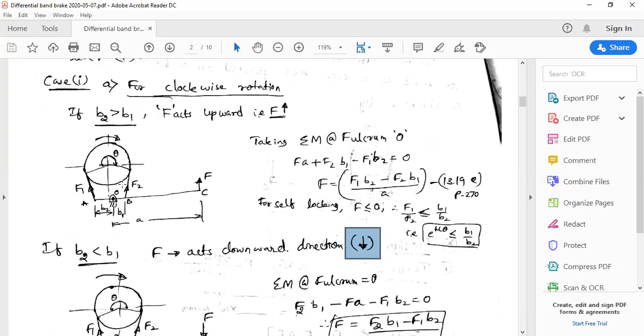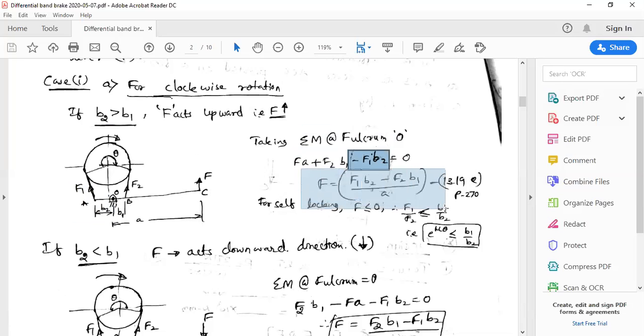Again, the notations as per their definitions, such as F1, F2, B2, B1, A, and F, and it is rotating in clockwise. So this will be the tight side tension, and this side will be the slack side tension, taking summation of moment about the fulcrum point. The moment equation is written here, such as F into A plus F2 into B1. Both are giving the moment in the same direction, but F1 into B2 will give the moment in the opposite direction. Hence, it is written with the negative sign, that is equal to 0. This was already discussed in the previous class.